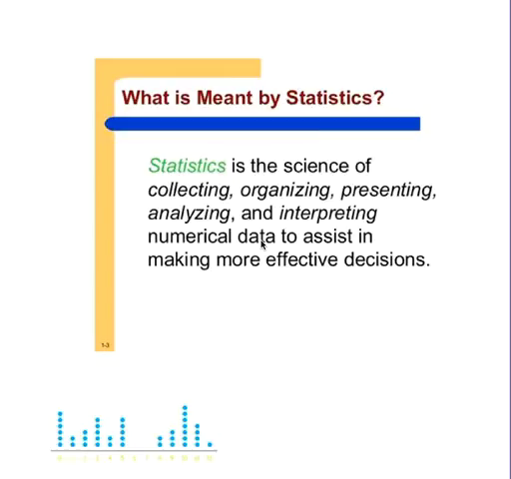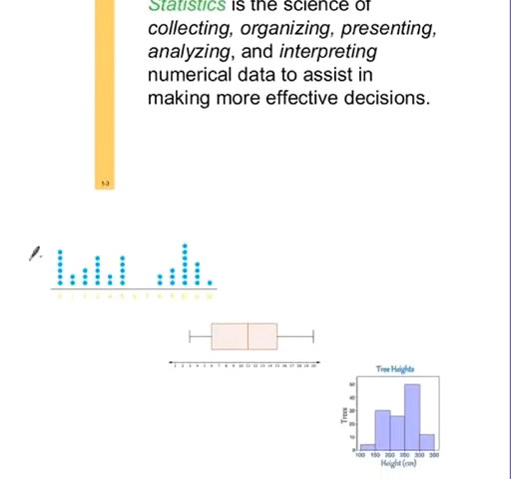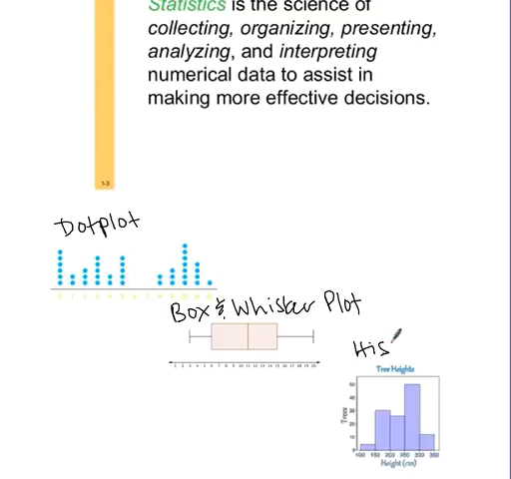So there are three types of ways that we are going to represent data, three different types of graphs. The first is what we call a dot plot. The second is what we call a box and whisker plot. And the third is what we call a histogram.